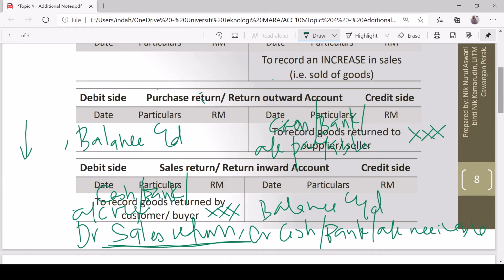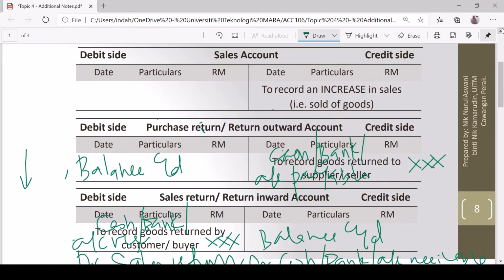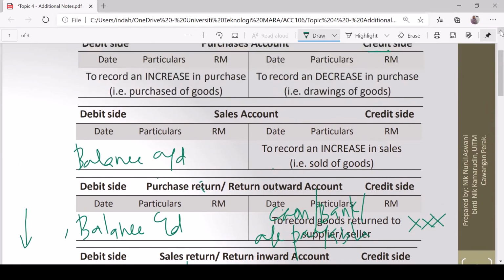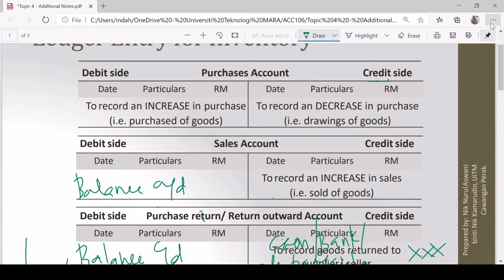For sales, we balance off the account, so we have balance c/d on the debit side. So this is credit balance. And then for purchase, it is common that we have balance c/d on the credit side, so this is debit balance. So this is what happened at the end of the month, at the end of the year, when you balance off your account.